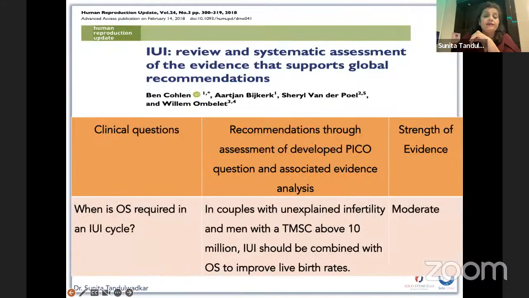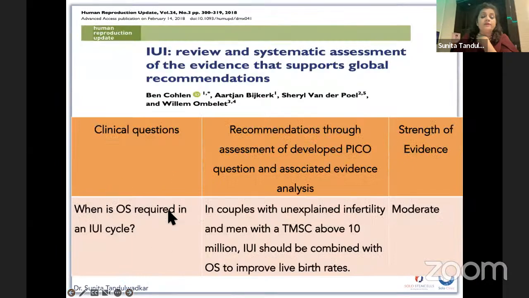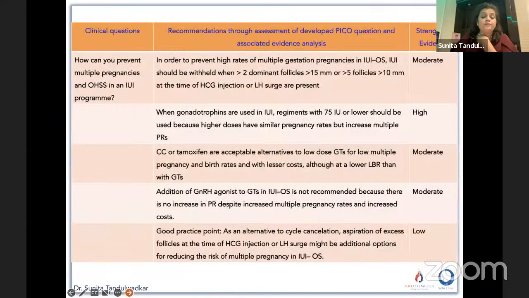And before I end, a very nice review article and the ESHRE global recommendation. So the questions and the answers. When is ovarian stimulation required in IUI? In couples with unexplained infertility and men with up to 10 million count, IUI should be combined with stimulation to improve the live birth rate. So even if she is ovulatory, what they mean here is, in an ovulatory patient, do you need it? Yes, you need it to improve the result.